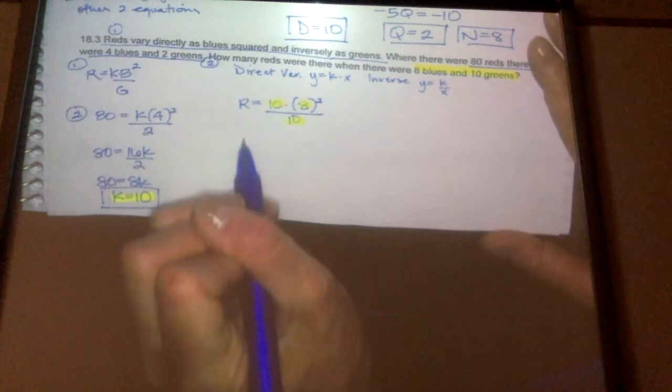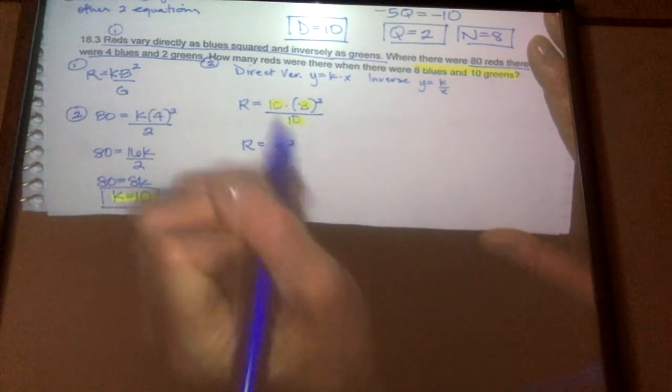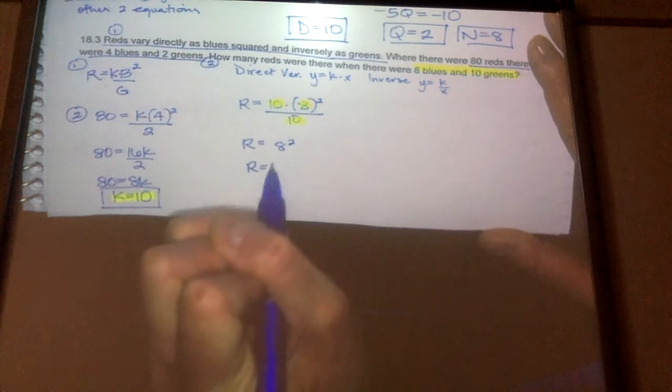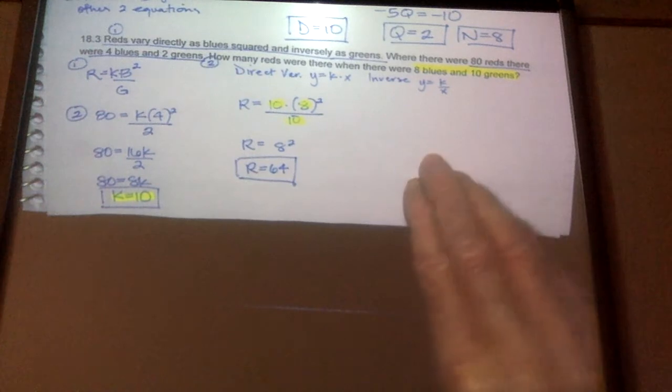And you're simply solving. So R equals 8 squared because the 10 over 10 cancel. So R equals 64. Okay. Moving on.